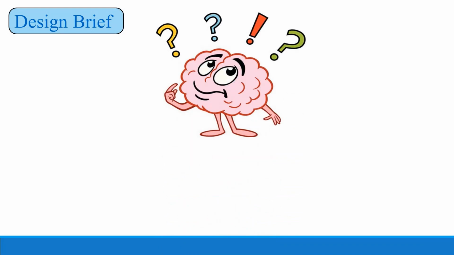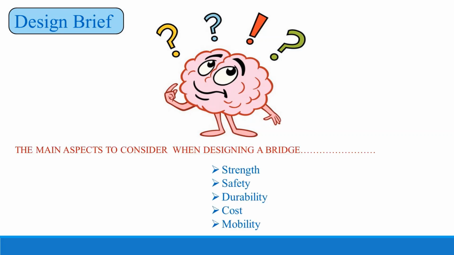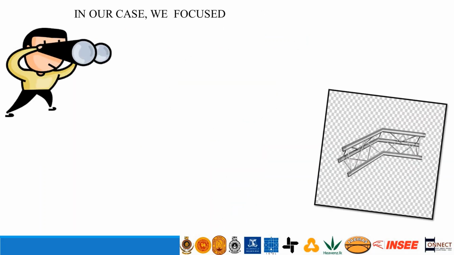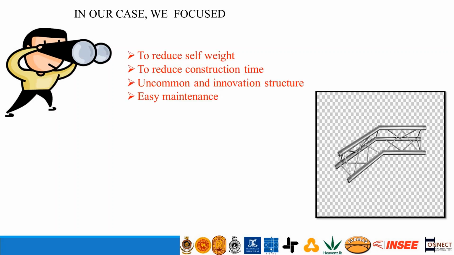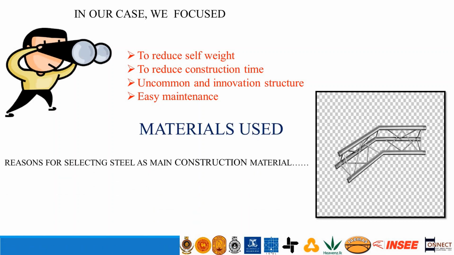Let's see how we did our design. Before that, I would like to tell you the design considerations when we are going to do a design. We should think about the strength of the structure, safety, durability, cost, and mobility. The bridges that we are going to build are in rural areas, so we have to consider lots of things, for example the construction methods, the construction time and cost, the access to the site, and the maintenance process. Considering those factors, we selected steel as the most suitable raw material for the vehicular bridge.